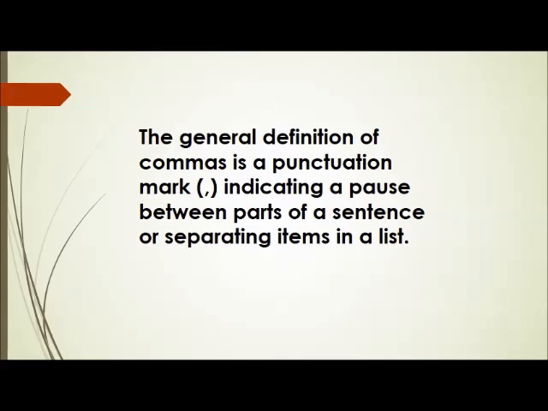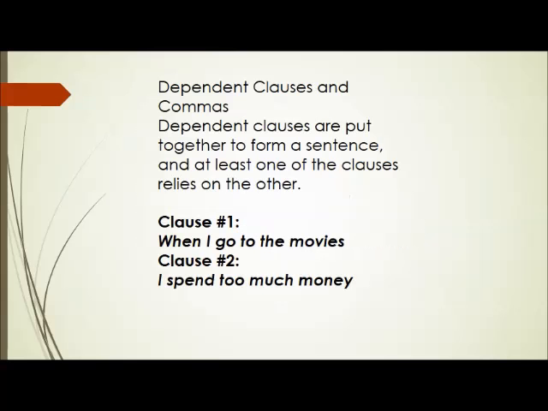The general definition of commas is a punctuation mark indicating a pause between parts of a sentence or separating items in a list. Specifically, we'll be explaining the use of commas in dependent clauses. Dependent clauses are put together to form a sentence, and at least one of the clauses relies on the other.